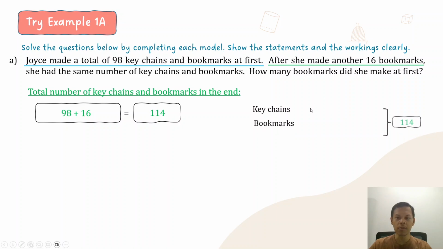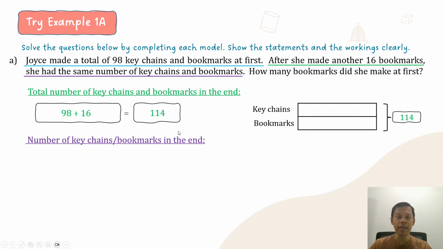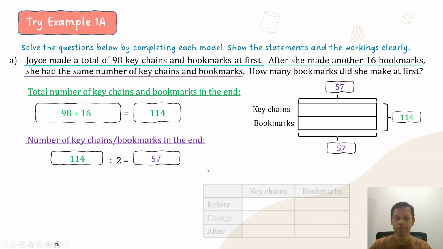Okay, so we draw the box here. Both boxes are going to have the same number. So 114, we need to divide it by 2. 114 divided by 2, we are going to get 57 for keychain, another 57 for the bookmark.